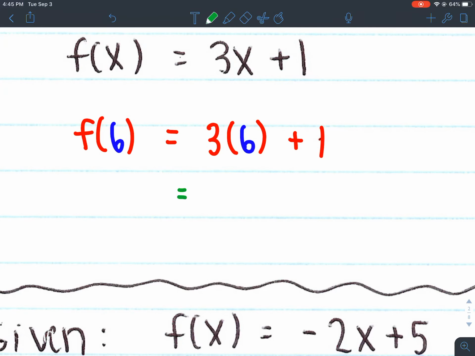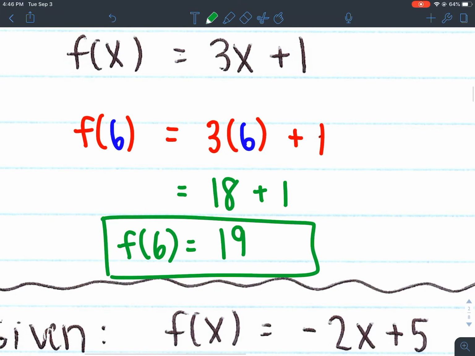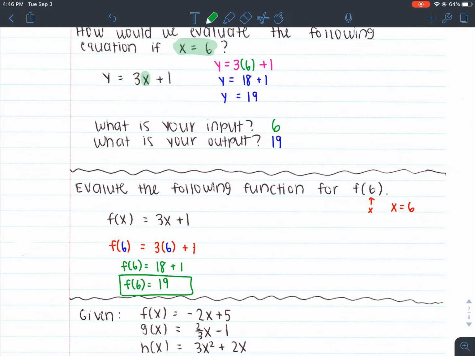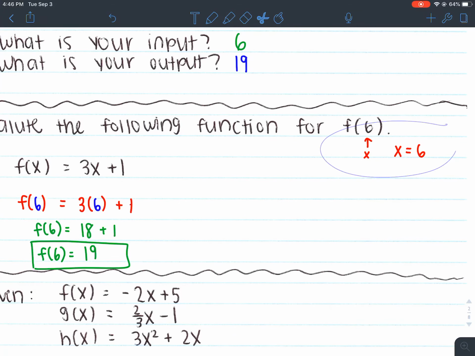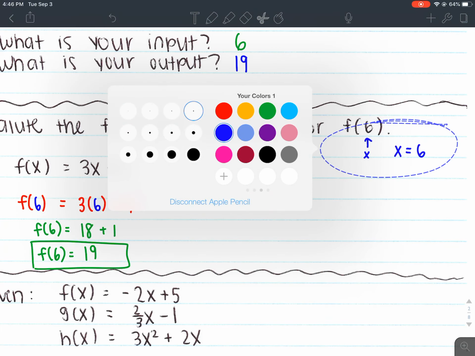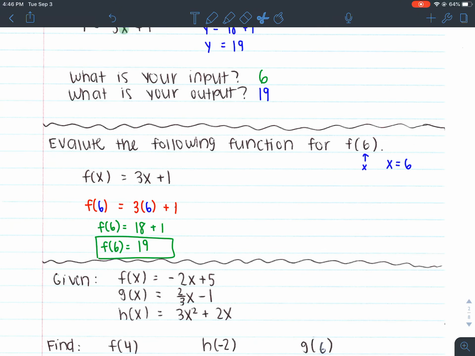So then we continue math like normal. 3 times 6 is 18. And then we have plus 1. So lastly, we have 19. So we have f of 6 equals 19. What does that mean? It means when I plug in a 6 for my x, I get out 19, which is the same answer I got from the previous problem, except the previous problem didn't use function notation. So there is no difference except for the way that it's written, but the problem is the same.